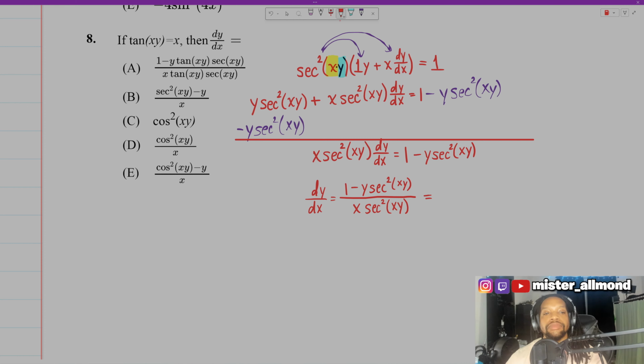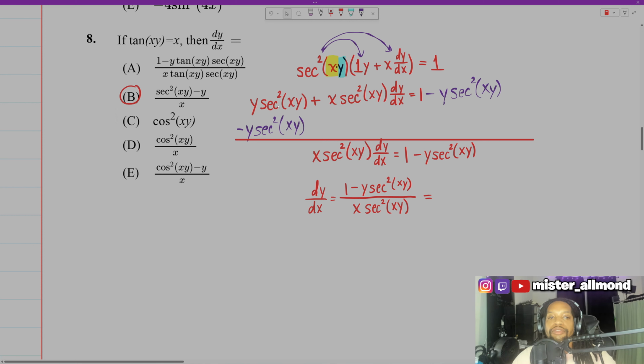I want to go B, but let me run through it real quick just to see if I messed up, and then I'll go back over it later. Derivative of tangent is secant squared xy, chain rule. Derivative of the first times the second plus the first times the derivative of the second equals 1. Did I distribute correctly? Looks like it. Secant squared of xy dy/dx equals 1.